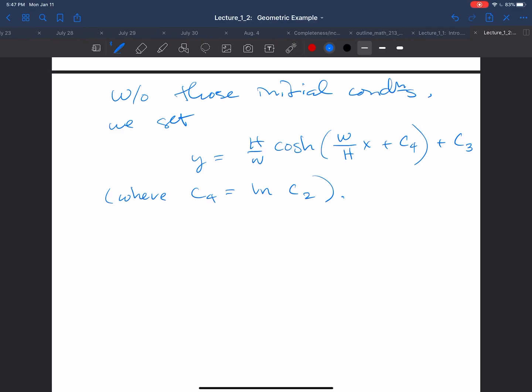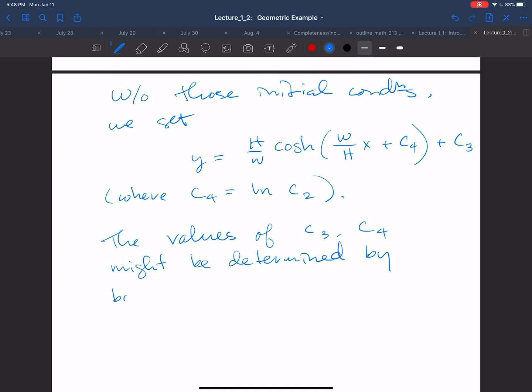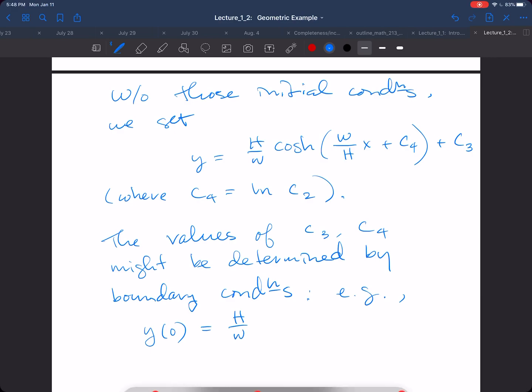Now, you don't have to use initial conditions. In general, the values of the constants, namely c3 and c4, might be determined by boundary conditions. Essentially, if you apply conditions for two different values of x, you usually call them boundary conditions rather than initial conditions. So for example, we might specify that y of 0 is h over w, as we had before. And then we might say that the value of dy by dx at, say, the point x equals 10 h over w equals the hyperbolic sine of 9.